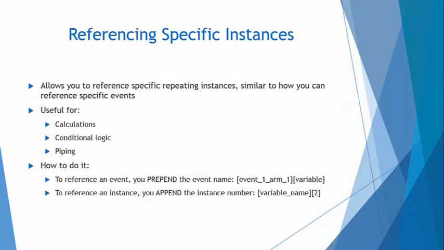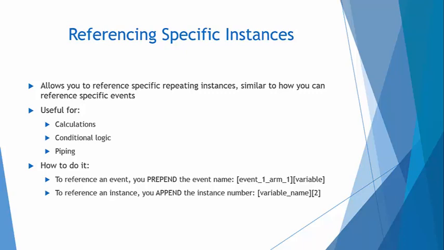Previously in REDCap, when you were using repeating instruments or repeating an entire event, you couldn't reference a specific instance at all. Now you can reference a specific instance, similar to how you could always reference a specific event in a longitudinal project. This is useful for things like calculations, conditional logic, and piping. When you're referencing an event in REDCap, you prepend the event name. You put it in front of the variable. For example, event 1, arm 1, then the variable name.